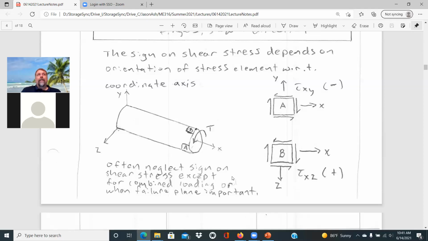The other thing that is important with respect to sign is really looking at the failure plane. We need to have a correct interpretation of the sign to understand where the failure plane is located.